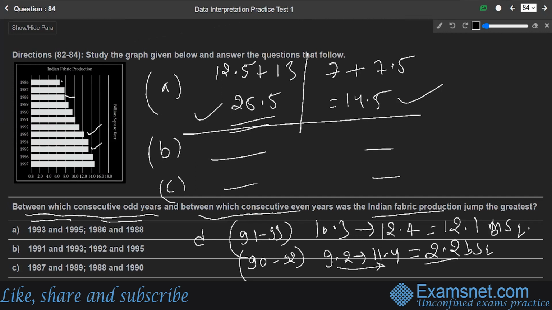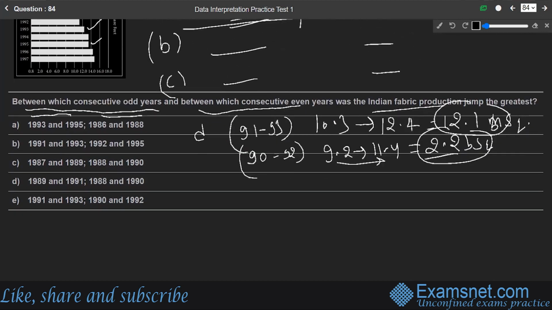This has to be the highest growth, in the odd years and in the even years. This seems to be the highest growth among all the options. So that is the right choice. Option E is the right answer. The 91 to 93 jump and the 90 to 92 jump is the highest jump.